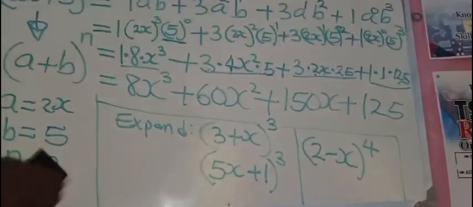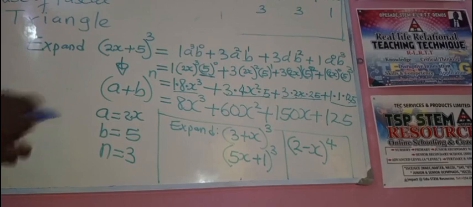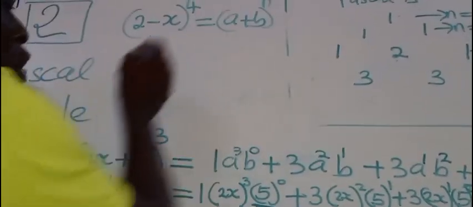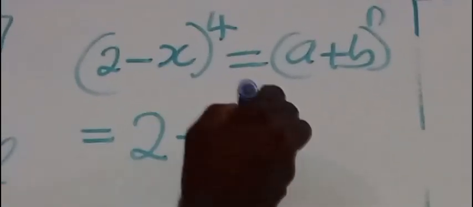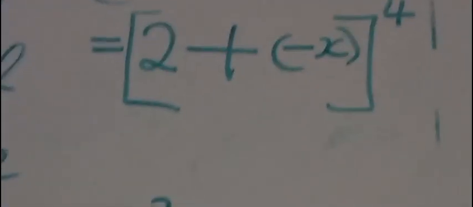Now, let me explain this one to you. If you have negative in between, this is what you do. If I say 2 minus x raised to power 4, and I need to write it as a plus b raised to power n, okay? What we do is this. This one will be 2 plus, because there must still be plus. Then you put this minus x in small bracket like this. Then there will be a bigger bracket like this. Do you understand that?